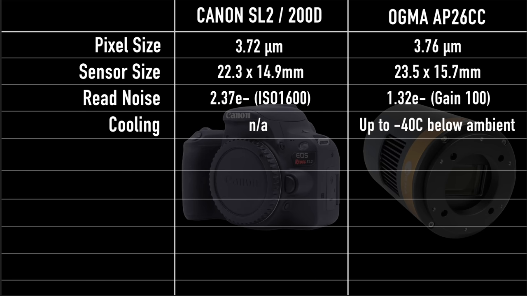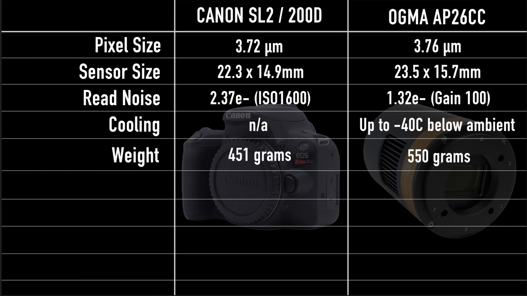Okay, in terms of cooling, there is no cooling on the DSLR, and the Ogma can go up to negative 40 Celsius below the ambient temperature. So this is really nice for a couple reasons. One, it will really help with thermal noise, which is what causes hot pixels often in your images. Now, thermal noise can be taken care of a bit with matching dark frames, but because we don't have regulated cooling on the Canon, it's sort of harder to take darks. Well, with the Ogma, if you do want to take darks, it's quite easy to match the temperature. So in terms of calibration, the cooling is really, really nice to match your dark frames to your light frames.